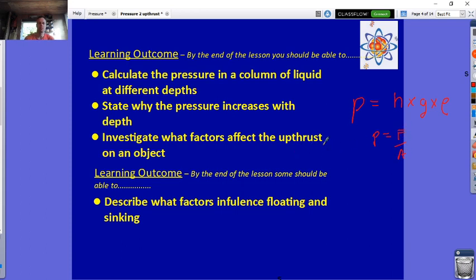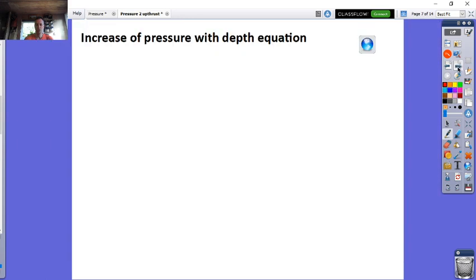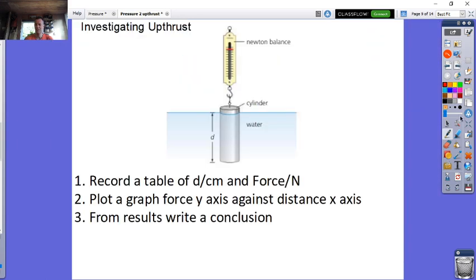What I'm going to do now is go through and investigate what factors affect the upthrust of an object, and describe what factors influence floating and sinking. So now, if we were in a lab, we would do this practical. Sadly, we're not. Hey ho, the way it is.